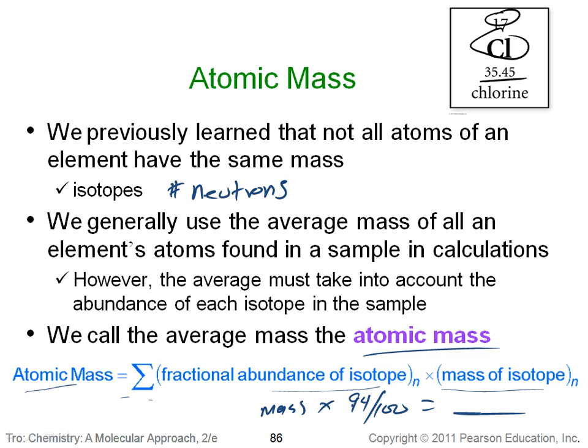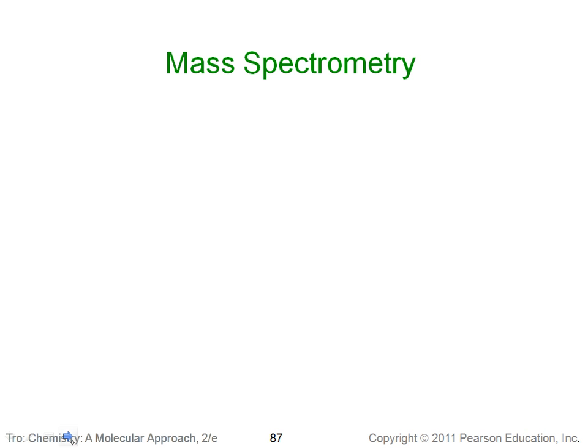We do that for each isotope. Maybe there's only two isotopes, and the other isotope's mass times 6 out of 100, 6%, equals a number. We'd add those two numbers together and we get the average. So this isn't anything fancy that we haven't talked about before, but they show you a problem of how we're going to calculate the average atomic mass after this slide.